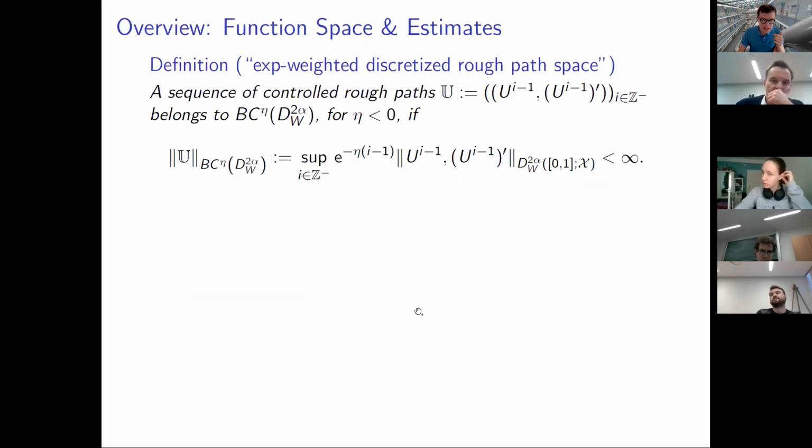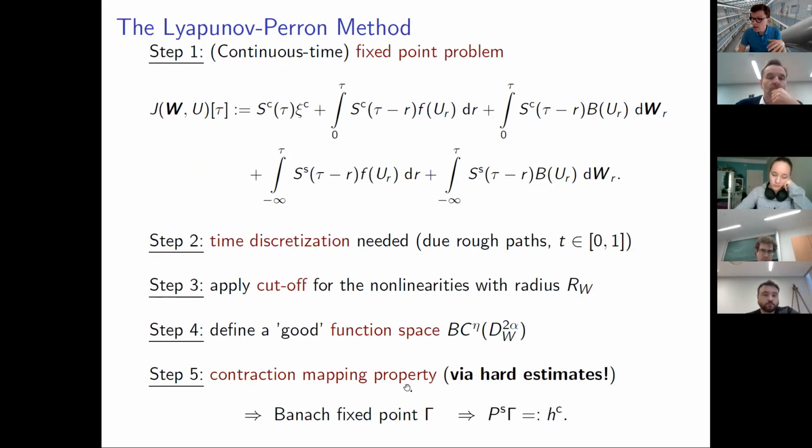All right, let me at least spend one or two minutes on these function spaces. Although it's technical, I want to at least define it, and I want to show you how one typical estimate in this last step, where you do the contraction mapping estimates, would look, so that you get a feel for what the technical work is.